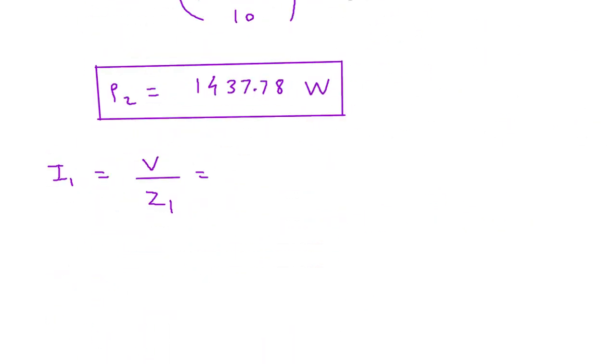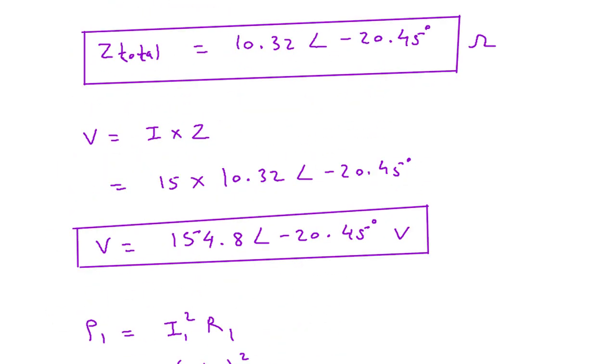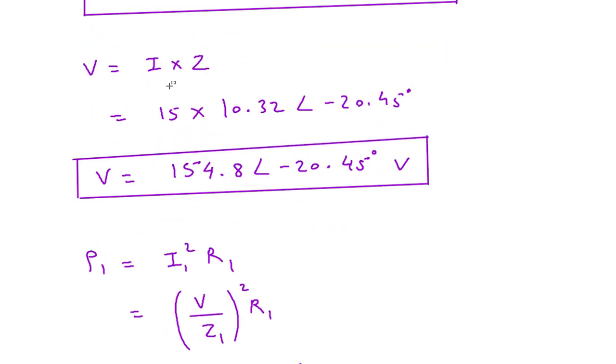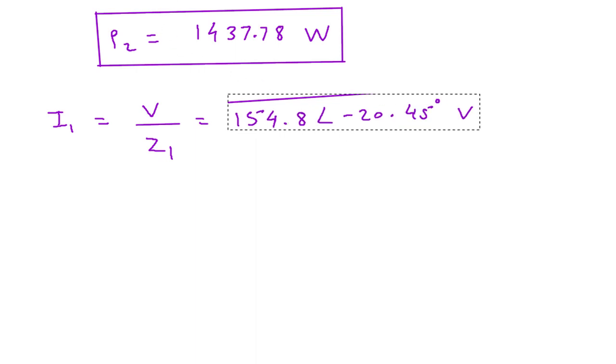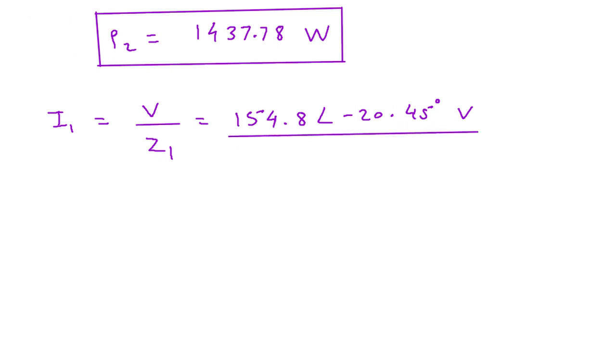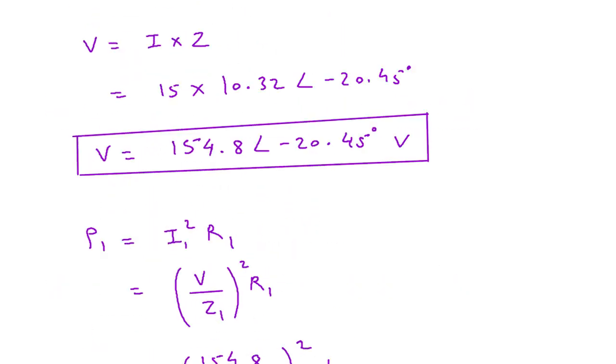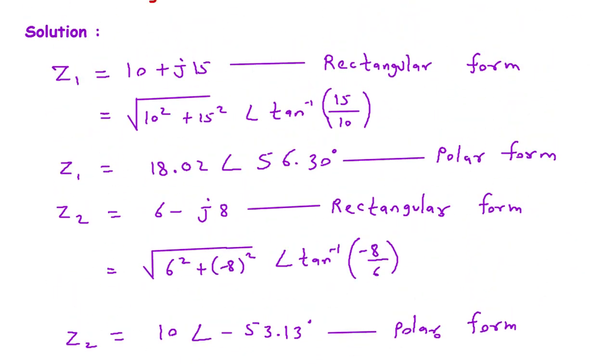The value of voltage, again in polar form, is this value. So we will take this value. Now it will be divided by Z1. We will take Z1 in polar form, this value.